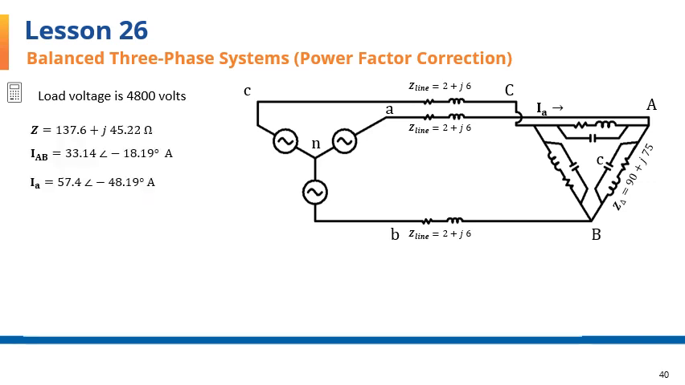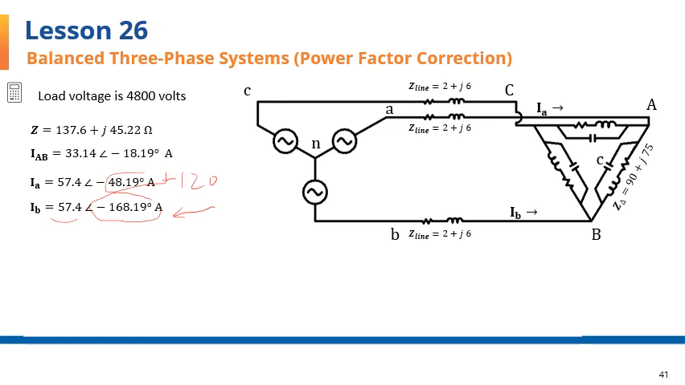Here is a summary of the quantities that we're going to be needing later. Let's find IB from IA. That's easy enough because we're looking at a positive sequence balanced system. So IB is IA with a phase angle that's 120 degrees less. If you subtract 120 from this phase angle, you'll get the phase angle for IB, and the magnitudes will of course be the same.